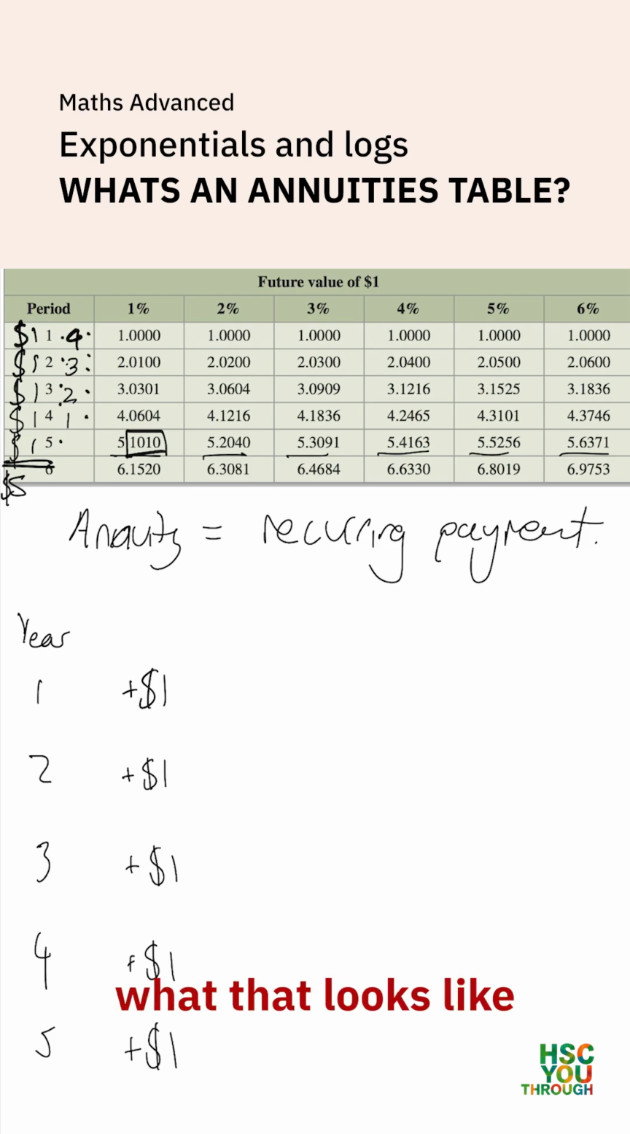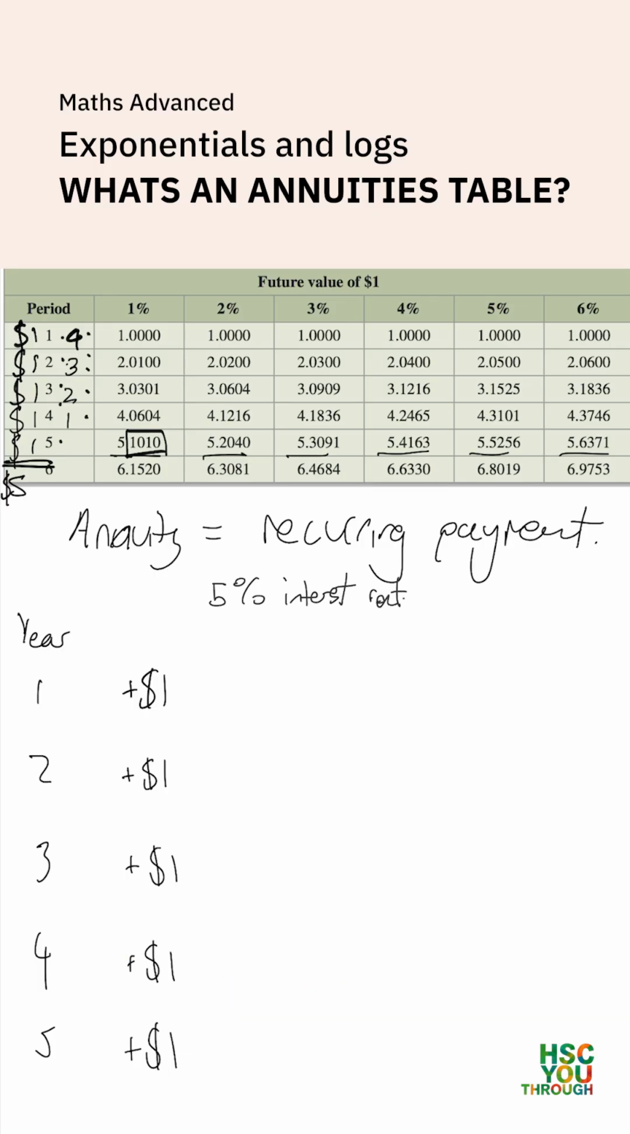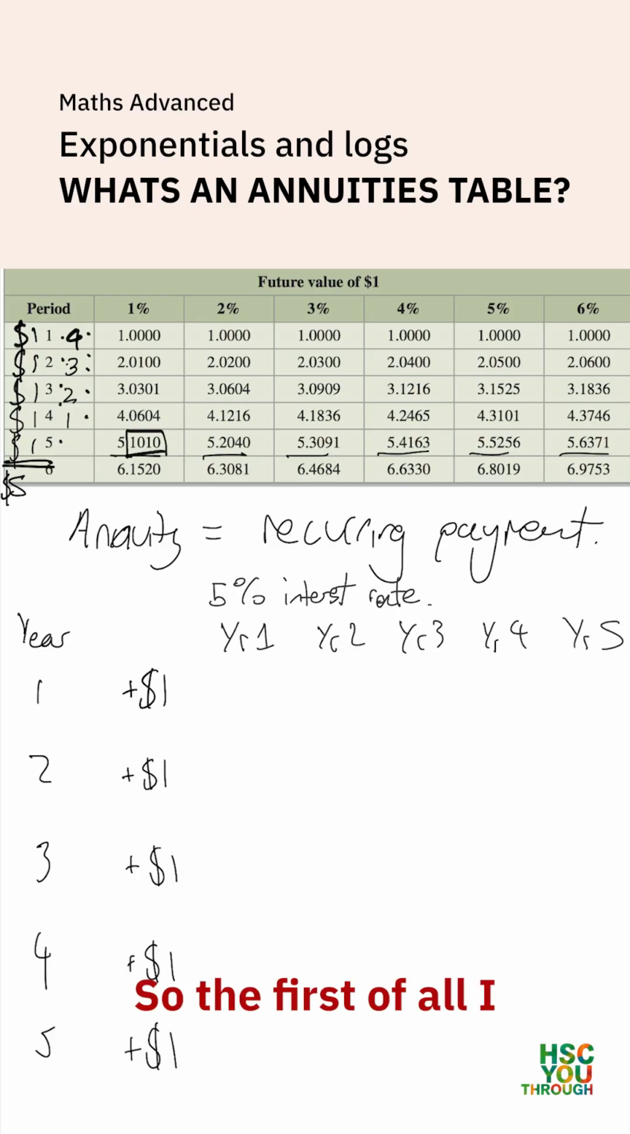So if you want to see what that looks like in a bit more detail, let's take the case where I'm investing for 5 years and that is going to be at a 5% interest rate. Let's have a look at how each of these dollars grows. So the first dollar gets input at the end of the year. So by the end of the first year, I only have $1.